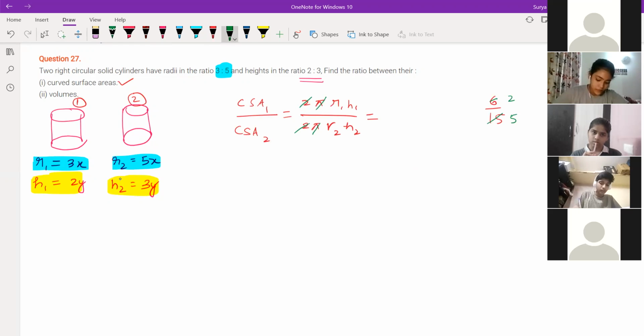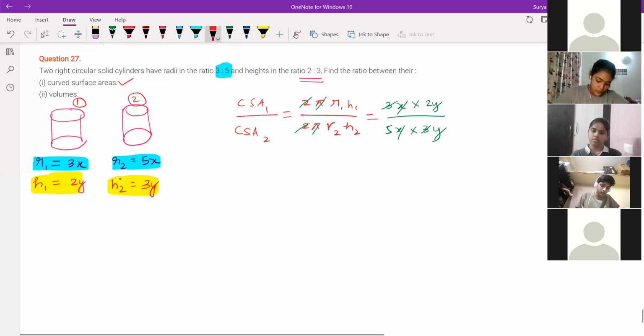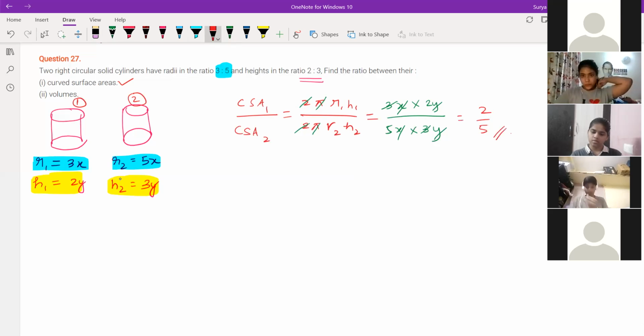So R1 is 3x, H1 is 2y, divided by R2 is 5x and H2 is 3y. So x cancelled, y cancelled, 3 cancelled. The answer is directly what? 2 by 5 is the answer. Directly what can we write? 2 by 5. Pulasthe, you are correct. So 2 by 5. And volumes.